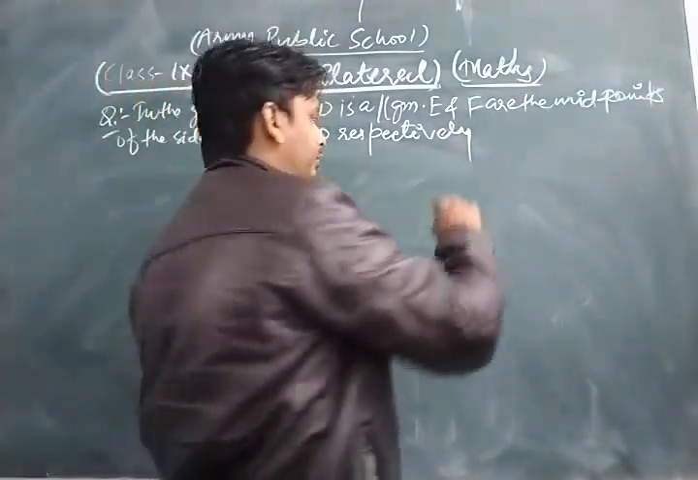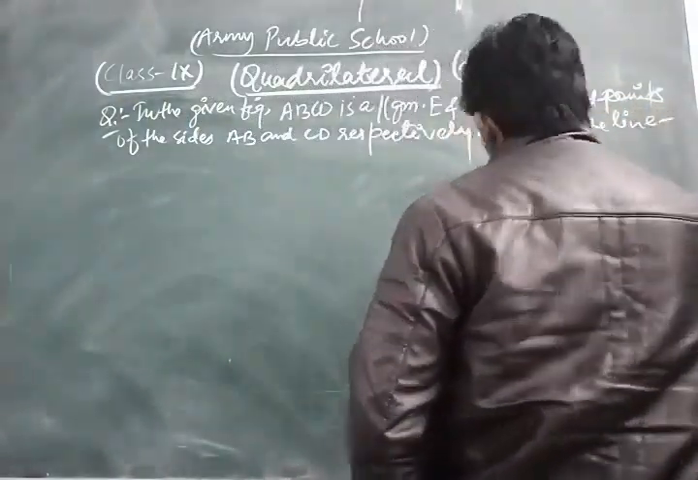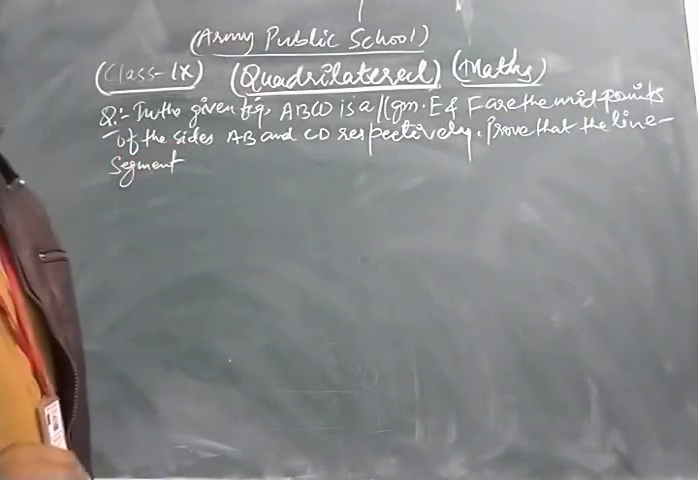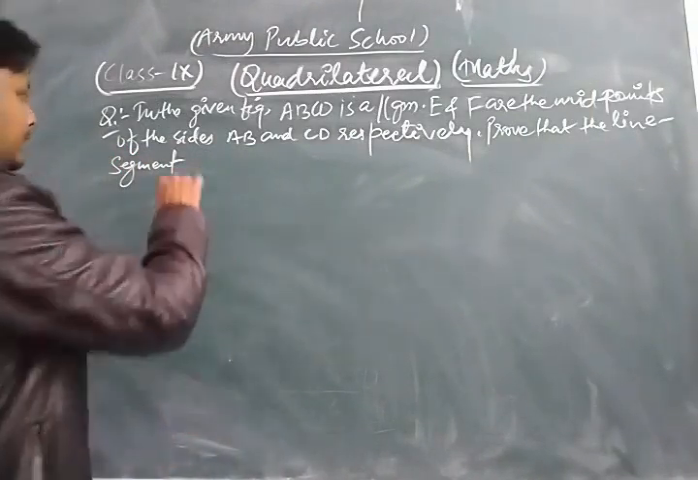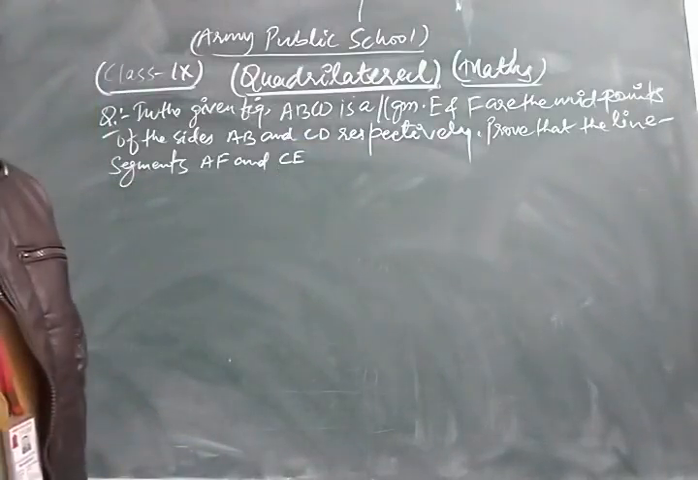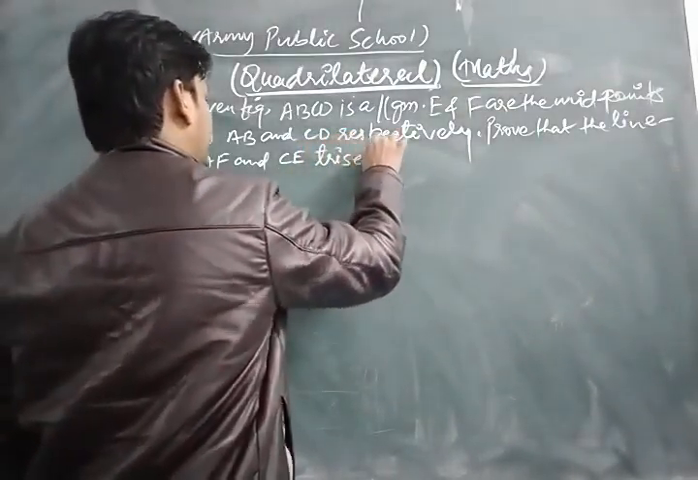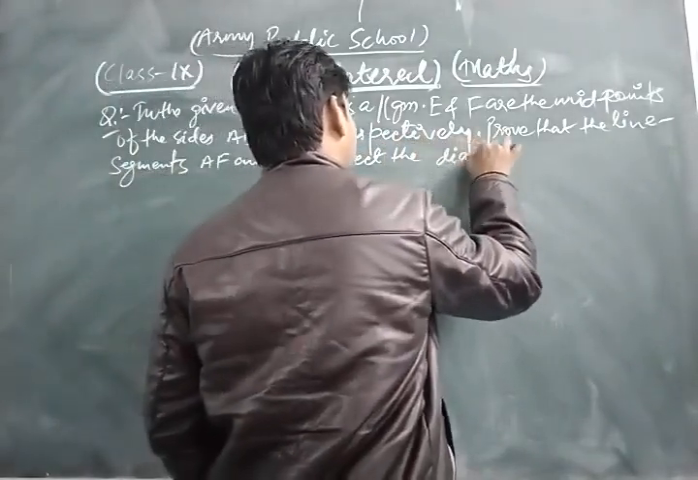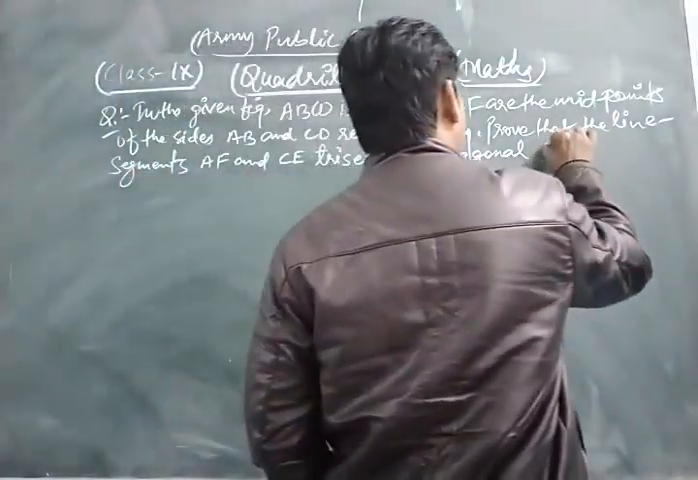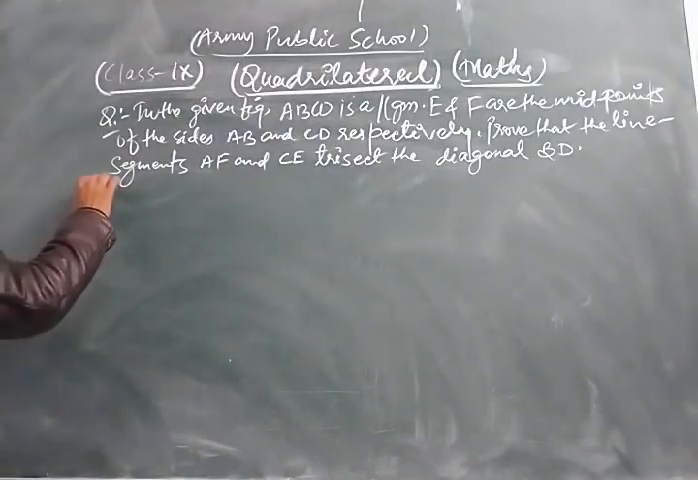Prove that the line segments AF and CE trisect the diagonal BD. Now let's see the solution.